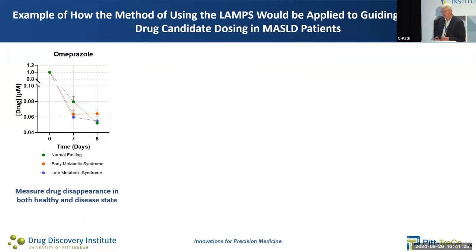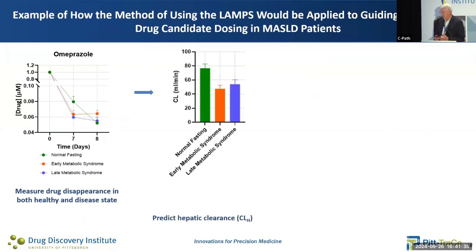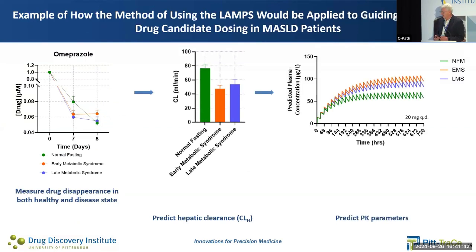For example, omeprazole, this is from one of our more recent experiments, where we tested it under the normal condition and under two different disease conditions. We calculated the clearance, and the clearance is actually reduced in the disease state versus the normal state. And from that, we were able to predict the steady state levels if you were given the standard 20 mg per day dose of omeprazole. And you can see that with the EMS and LMS, which are the disease states, the steady state concentrations are higher than what you see in the normal state.